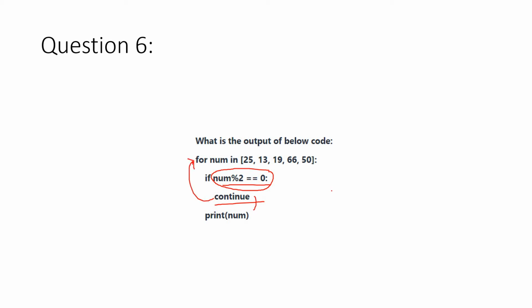So what will happen? 25 is an odd number, so simply it will be printed. 13 is an odd number, it will be printed. 19 is an odd number, also it will be printed. Then 66 mod 2 equal to 0, condition is satisfied, continue, that means again it will go to the for loop, the print statement will not be executed. Then 50 is also an even number, so again continue, so 50 will also not be printed, and here our list is finished, so our output will be 25, 13 and 19.